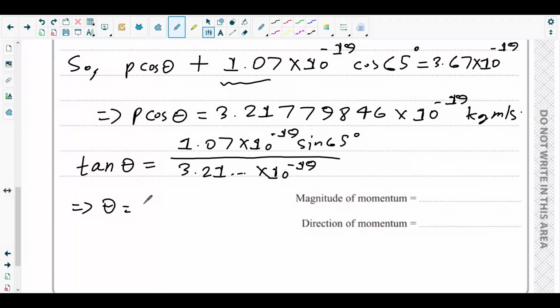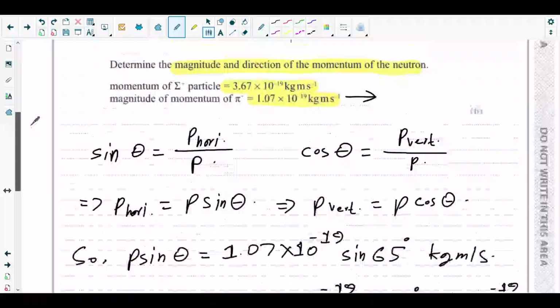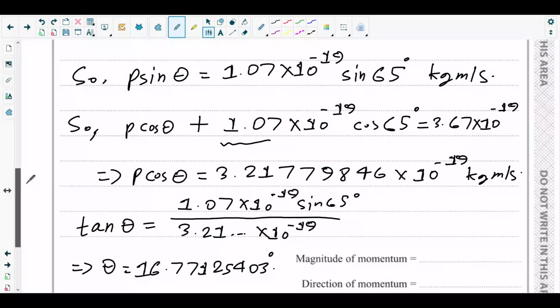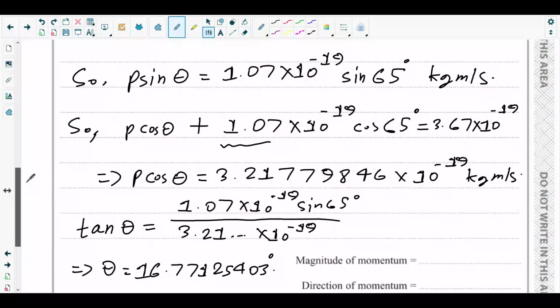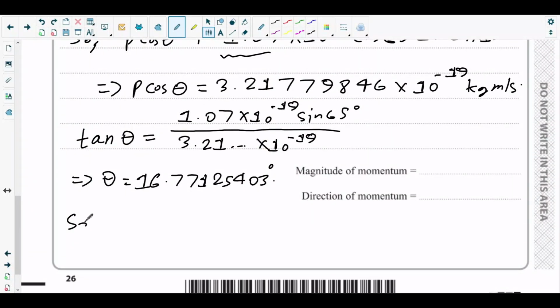Times 10 inverse 19, and then 10 inverse of the answer, that would give you 16.777125 degrees. Okay, we got the angle theta. Now we need to find the magnitude of the momentum. So you can put this value for theta in any of the equations to get the value for p.